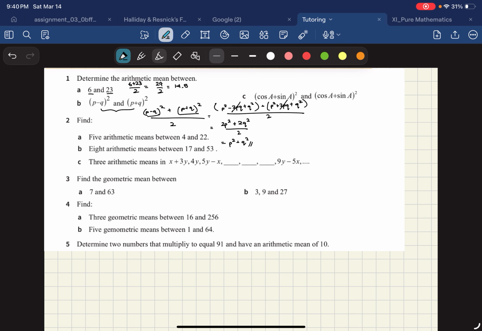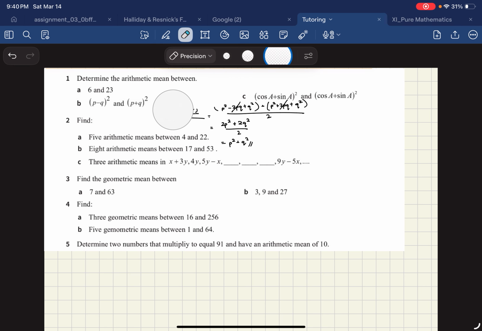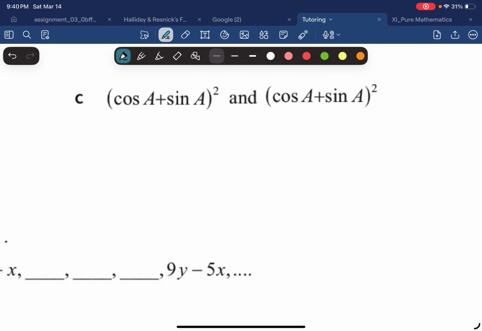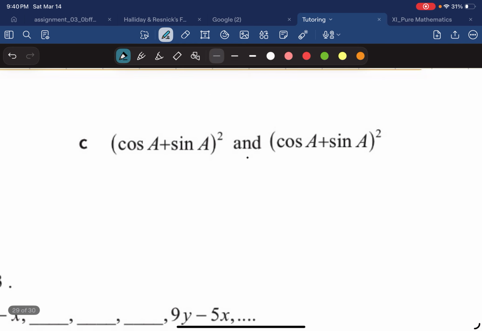So that is the answer for part B. Alright, part C, we have this expression: cos A plus sin A squared, and cos A, I think they want minus sin A. That would make more sense. So I think this is a typo. So it should be minus sin A squared.